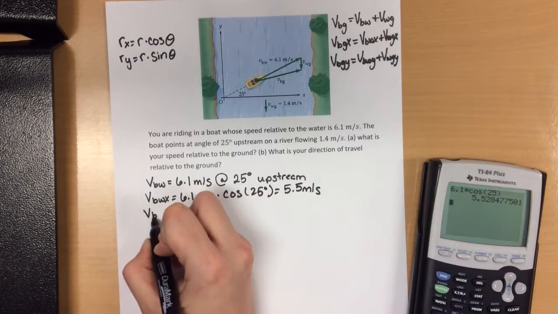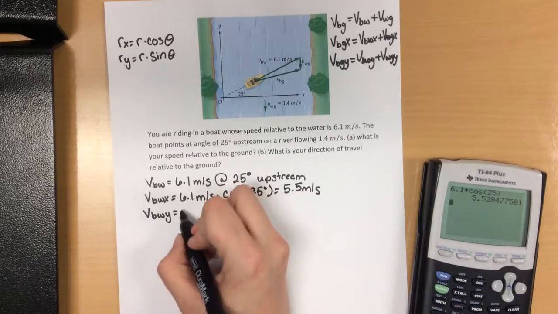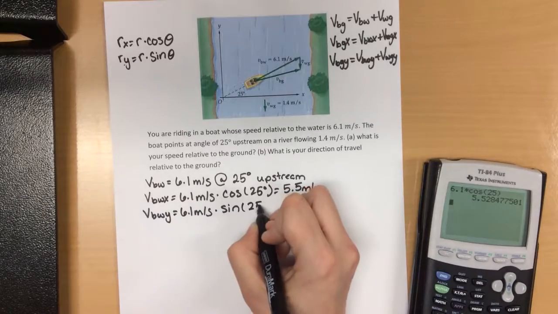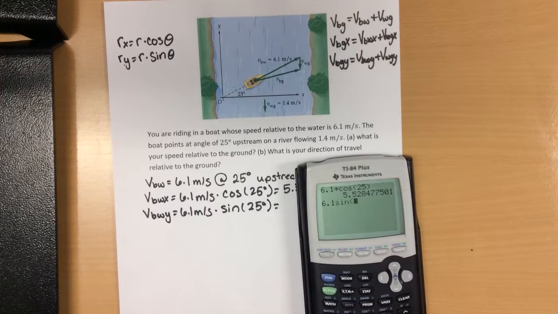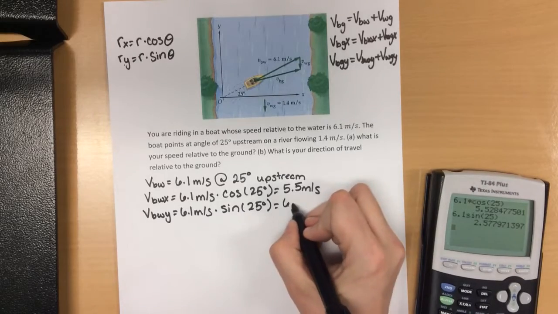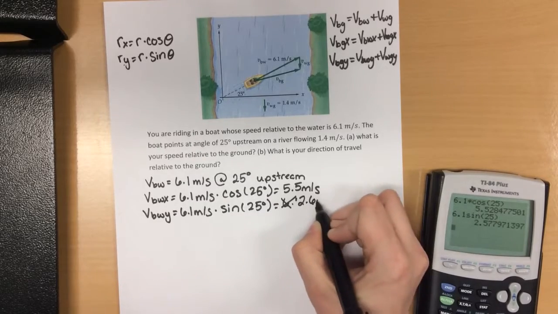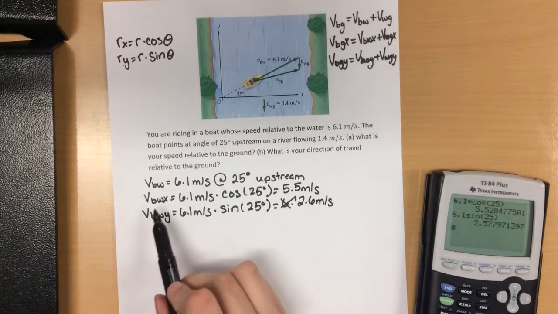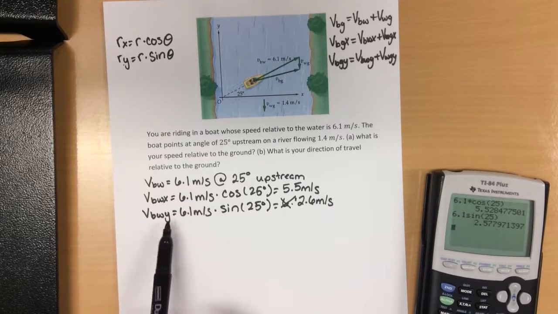All right, then our velocity of the boat relative to the water in y is this one, 2.6. So we have our x component for the boat to the water and the y component for the boat to the water.